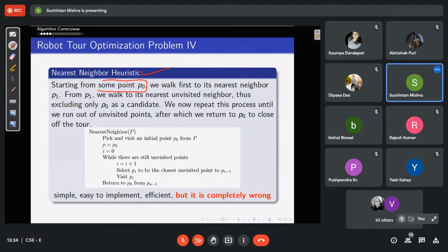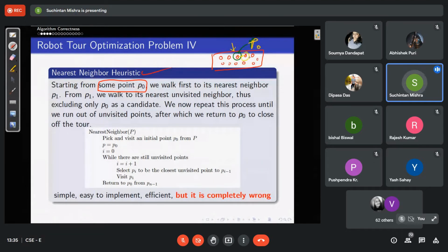You have to understand this algorithm, so you have to concentrate. Given a set of points, we will select some point as the starting point, which is called P0. From this P0, I will find the nearest point. I know the distances, so I will now find the nearest point.